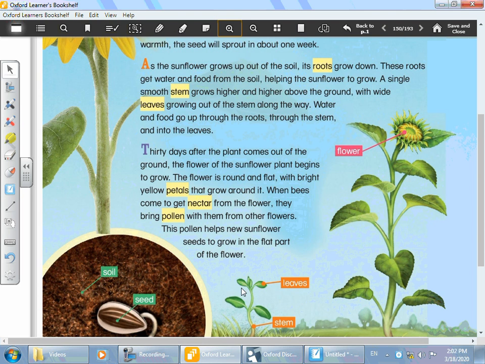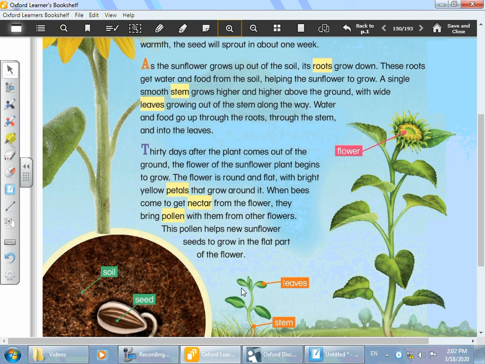With the right amount of water and warmth, the seed will sprout in about 1 week. So what's the meaning of the word sprout? Very good. It means to grow. Yes, to bloom, to grow. Excellent. So if you give it the right amount of water, it will start to grow. In how many days? In only 1 week, which is 7 days.